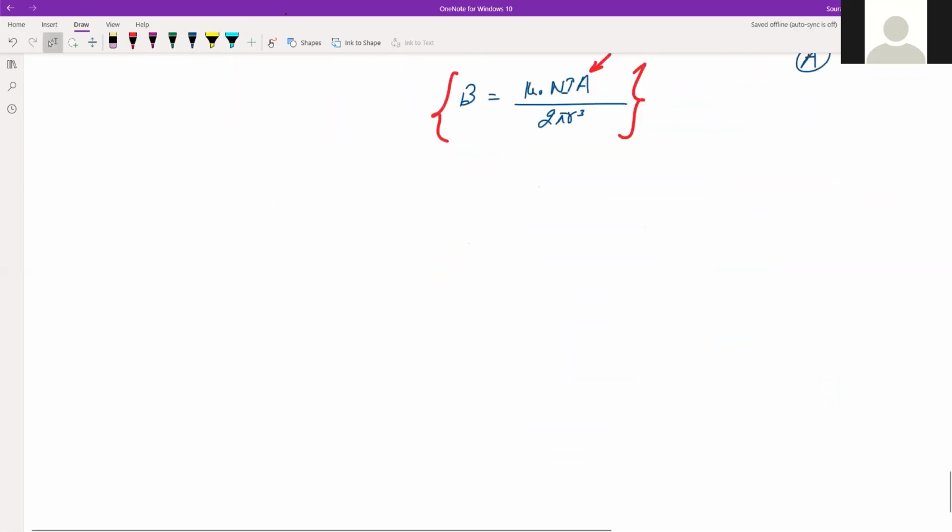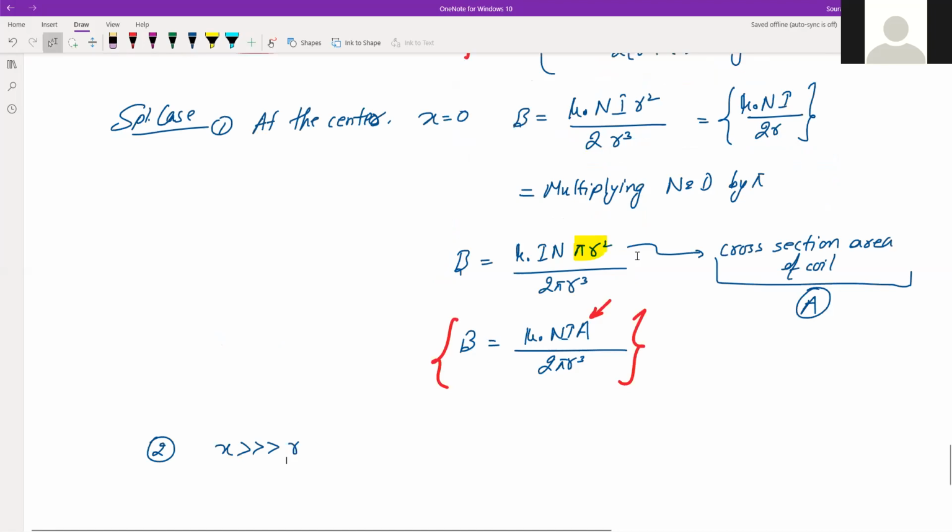Okay. Second special case, case number 2, that is at the axial point but lying far away from the coil. That is when this x is very, very large as compared to the radius of the coil. So the point of observation is very far from the coil. In that case, wherever x and r are getting added or subtracted, we should ignore r in comparison to x, or we can say that r can be replaced with 0.